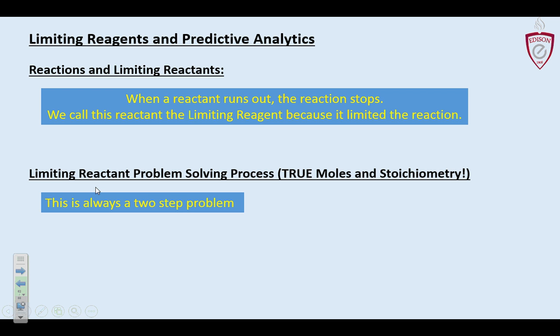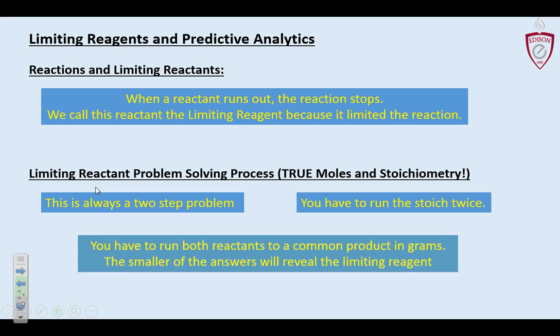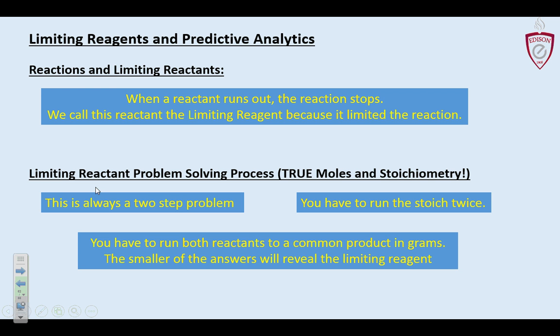So there are always 2 steps, because I have to run the stoich through twice. And if there were 3 reactants, you'd have to do it 3 times, but we're not going to get there. I'm going to run the reactants through both times to a common product in grams. The product's got to be the same, because I want to compare apples to apples, not apples to oranges. Basically, you're going to figure out which one of the reactants produces less product, because that's the one that's going to run out first. That's the limiting reagent or limiting reactant.